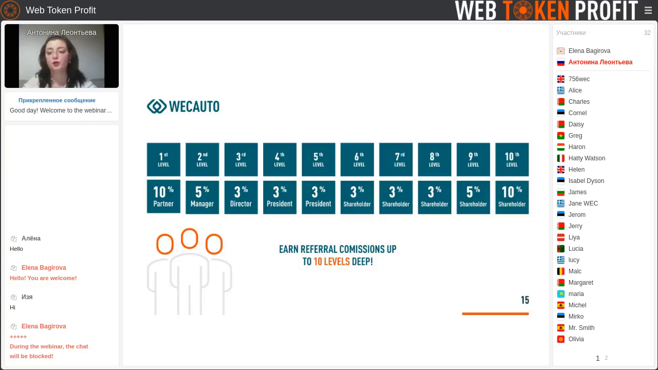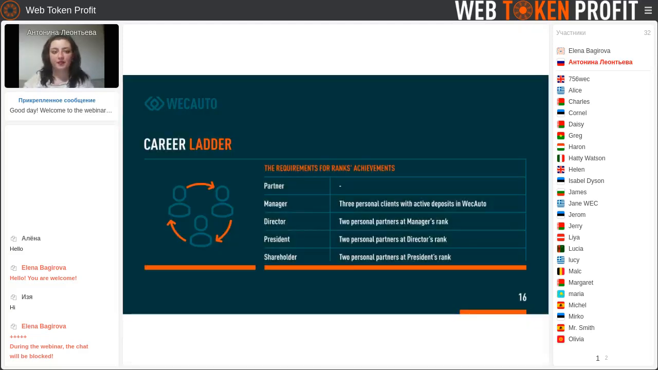Okay. When you begin working in this system and you have your partners, it will be easier to understand how referral commission works. So, faster invite your partners to our very cool project. Career ladder, sorry. I misread these tables.